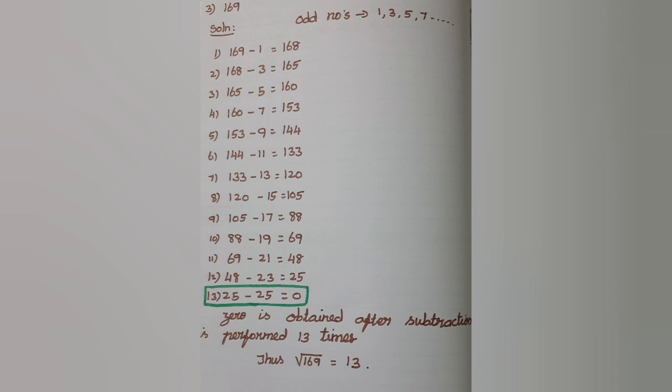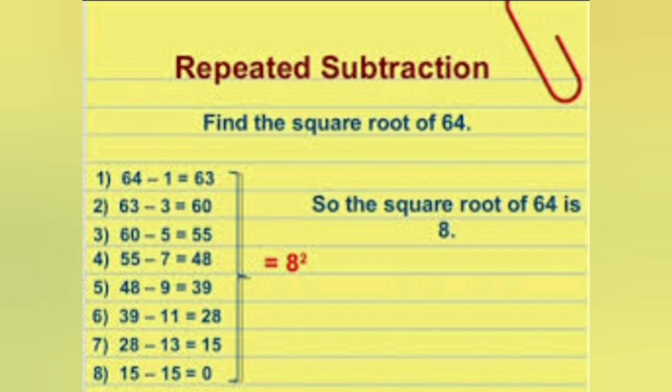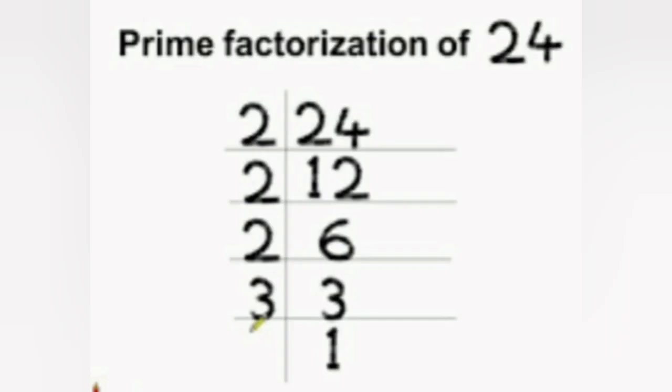Let's start our maths class. Last class we learned finding square root of a number through repeated subtraction, isn't it? Today we are going to study about finding square root by prime factorisation. Before that, we can do some problems using repeated subtraction.